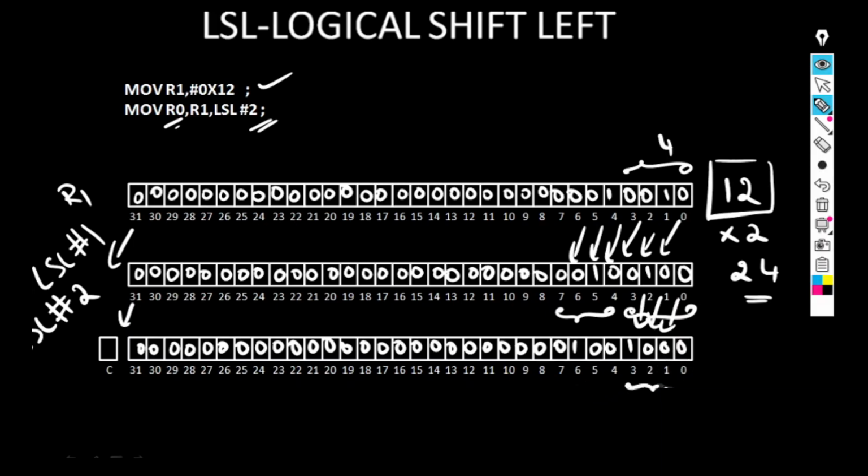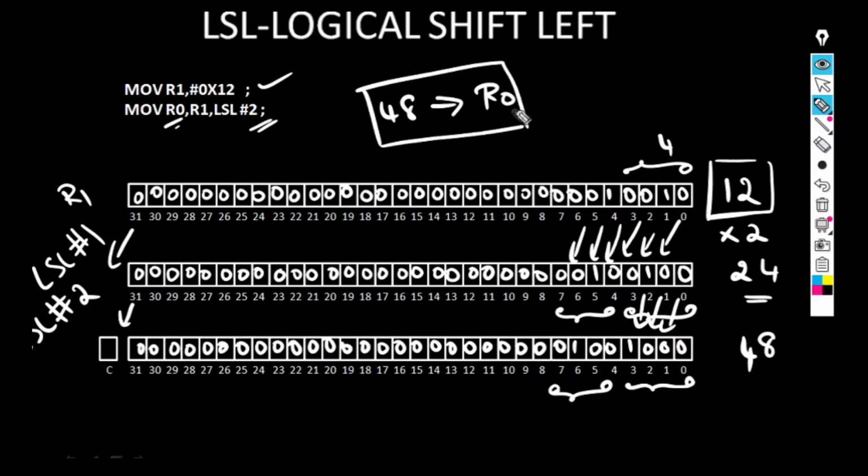Now this last 4 bits constitute 8 and this 4 bits constitute 4. So what actually happened is that this is nothing but 12 multiplied by 4. Logical shift left by 2-bit positions generates the result 48, and this is the answer which will now be loaded into register r0, so the new value of r0 is 48.